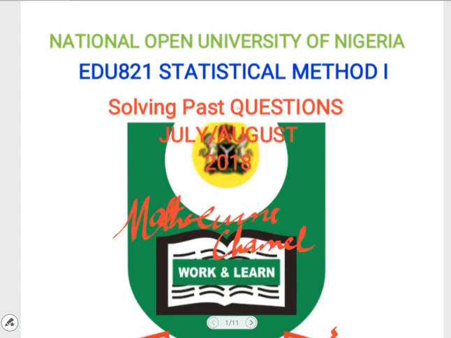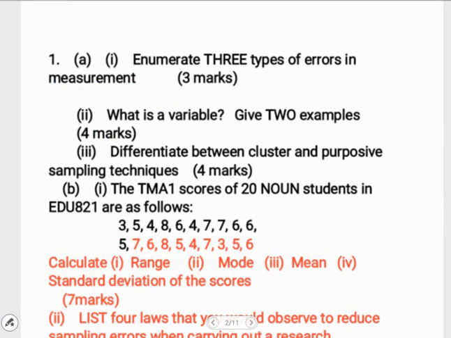Today we are going to talk about some past questions. Precisely, we're going to discuss the July-August examination question, that is 2018, and we're going to discuss the first part. Enumerate 3 types of errors in measurements, and what is a variable? Give 2 examples. Differentiate between cluster and purposive sampling techniques.